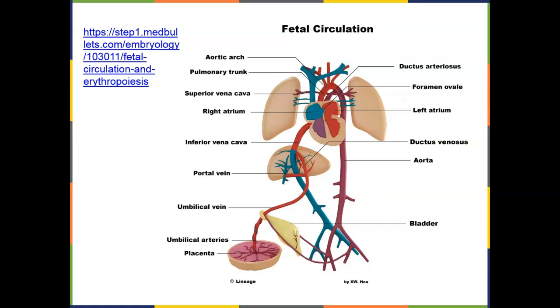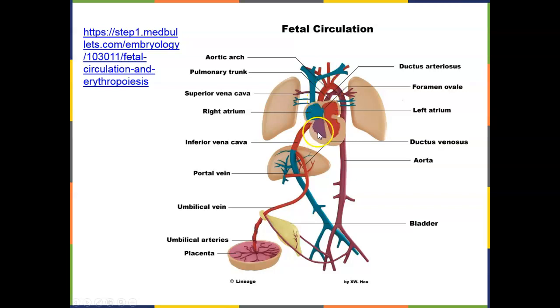But most of the blood, because the right side of the heart has a higher pressure than the left side of the heart at this point, is going to move from the right atrium directly into the left atrium through this little tiny hole called the foramen ovale. So we have this oxygen-mixed blood moving through the foramen ovale into the left atrium. It then moves down into the left ventricle and out through the systemic semilunar valve into the aorta.